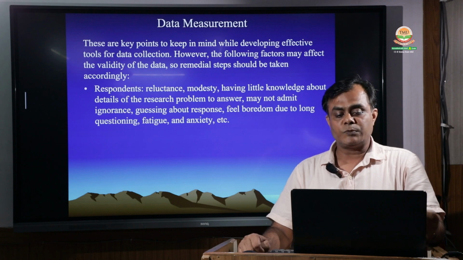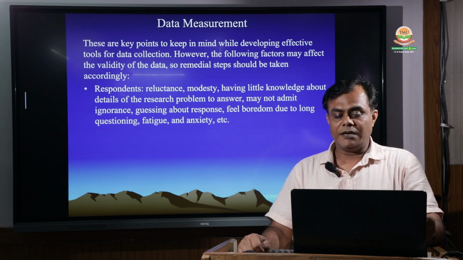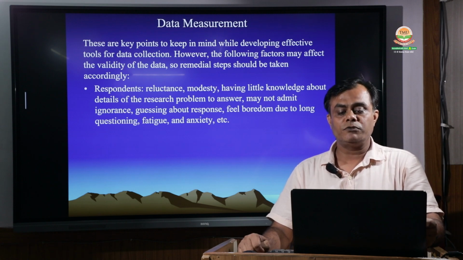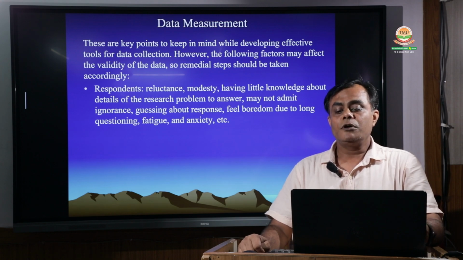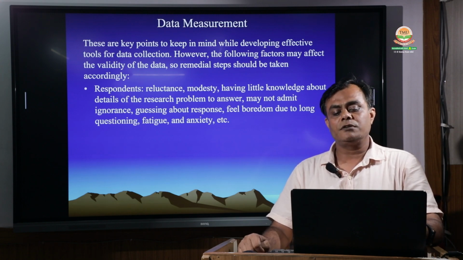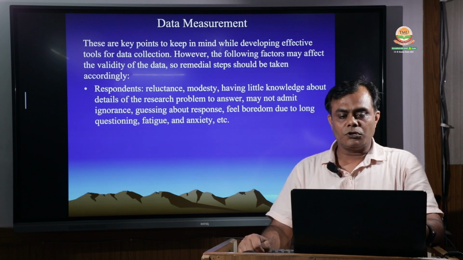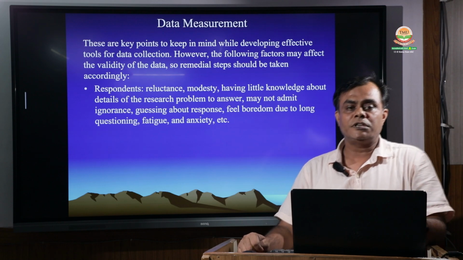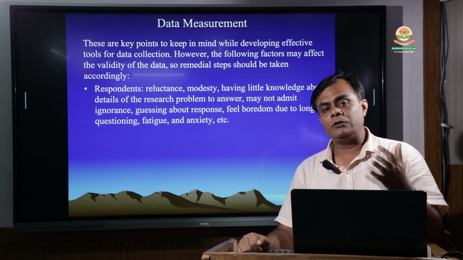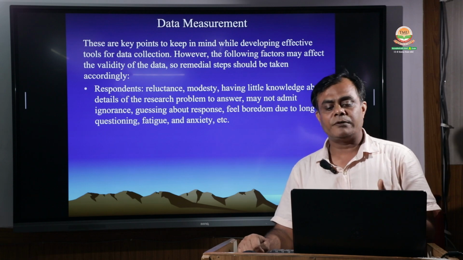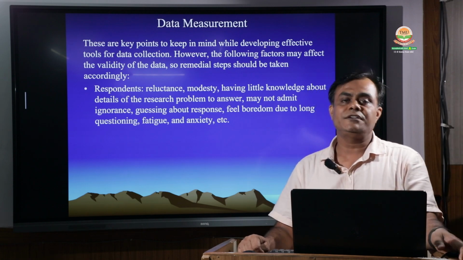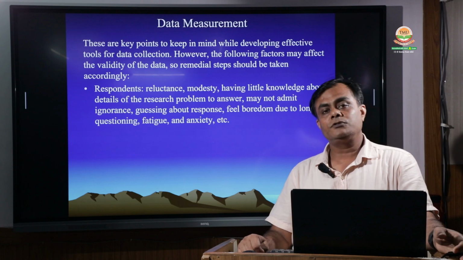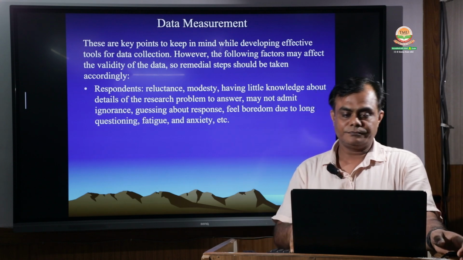The first is the respondent. Respondents may be reluctant or modest, have little knowledge about the details of the research problem, may not admit ignorance, may guess the response, and may feel boredom due to long questions, fatigue, or anxiety. These are the things we have to remove from the respondent. If we are not able to eliminate or reduce these, there is a chance of incorrect data, and that leads to error in the measurement.